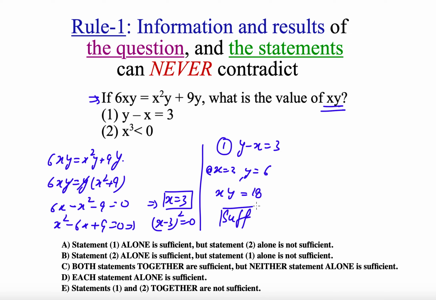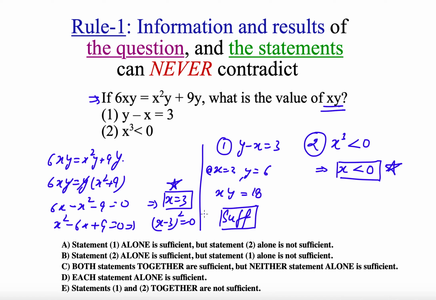Now, let's look at the second statement. The second statement says x cubed is less than 0, which means x cubed will be less than 0 only when x is less than 0. Now do you realize that this information is contradicting the information of the question? So it sends us an alarm bell that we have made some mistake somewhere. And this alarm bell is exactly the benefit of knowing this particular rule.